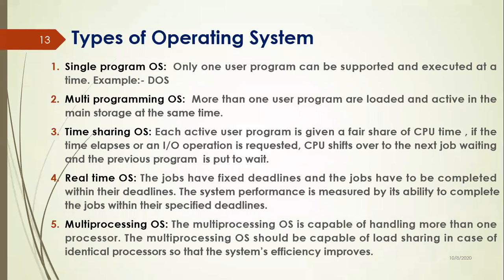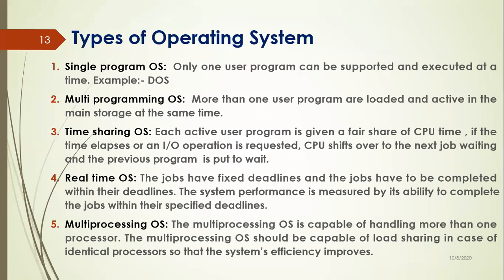Now the types of operating system. First is the single program operating system, where only one user program can be executed on the system at a time. That is single program. Multi-programming is exactly the opposite of the single program operating system. In multi-programming, we can execute multiple programs at a time.